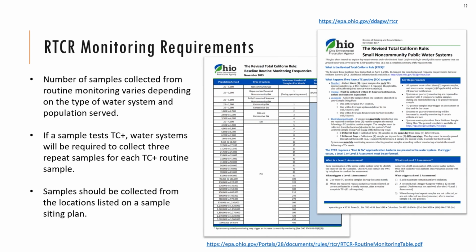Ohio EPA also has fact sheets for seasonal systems, small systems serving less than 10,000, and systems serving greater than 10,000, which cover the routine and repeat monitoring requirements. The example I have on the right is for small community systems. It includes information on key monitoring requirements, repeat sampling requirements, and when a level 1 or 2 assessment is triggered depending on the sample results. So it's definitely important to be aware of these requirements.